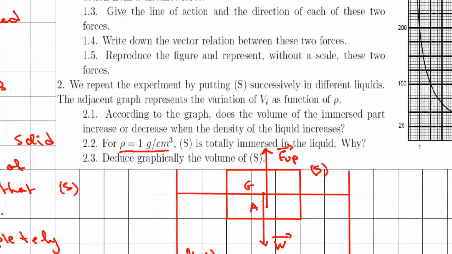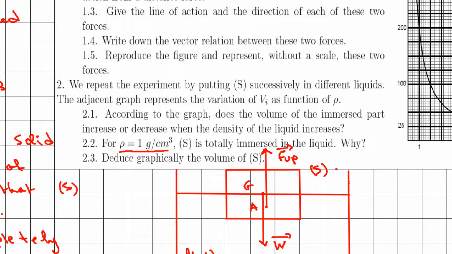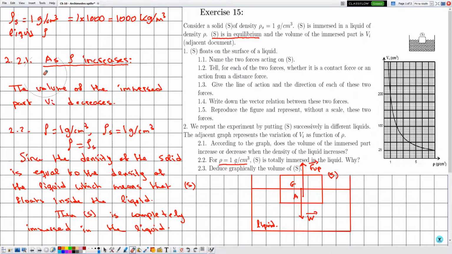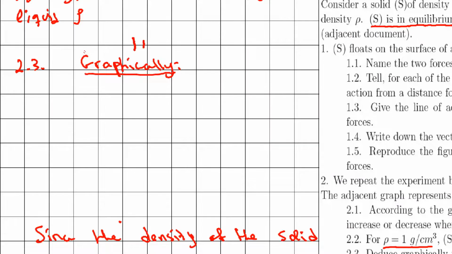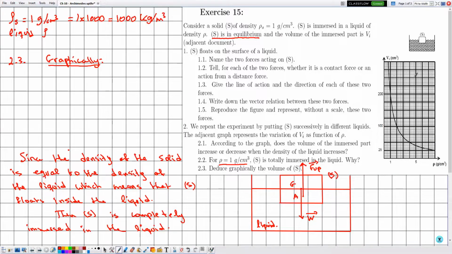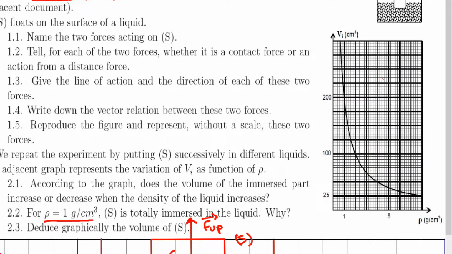Now finally in part 2.3, deduce graphically the volume of S, and by deduce it means that we need to use the previous part. And they are telling me graphically, so we must use the graph. So here let's write as a title graphically. Recall that they usually give half a mark for this statement. So referring to the graph, knowing that we need to use the previous part, which is part 2.2, in which the density is given by 1 gram per centimeter cube corresponding to this volume.